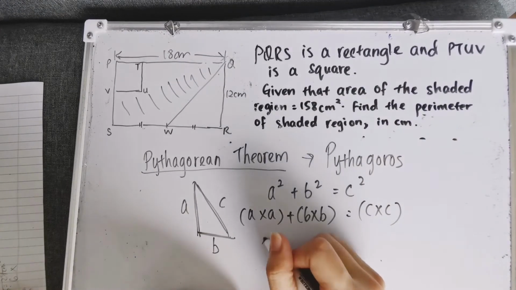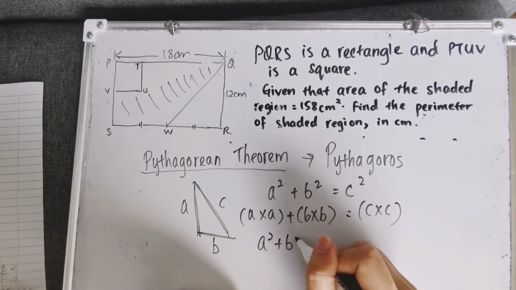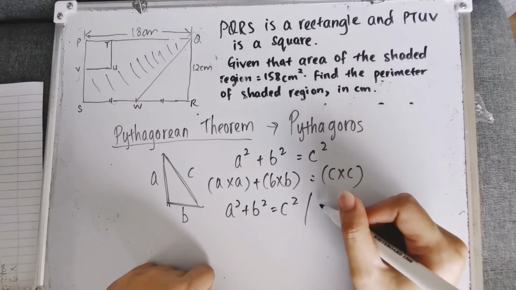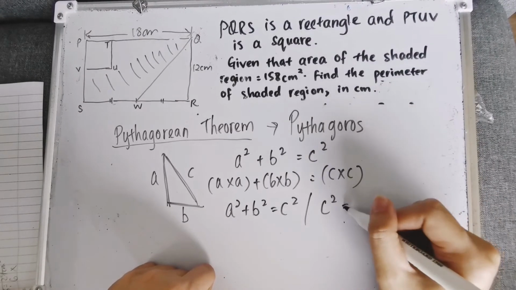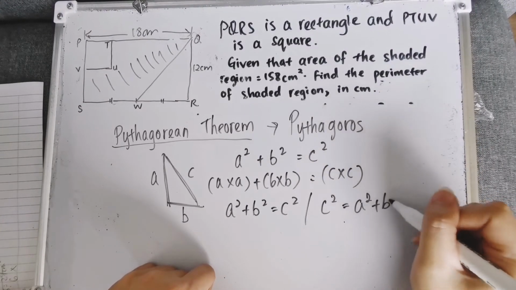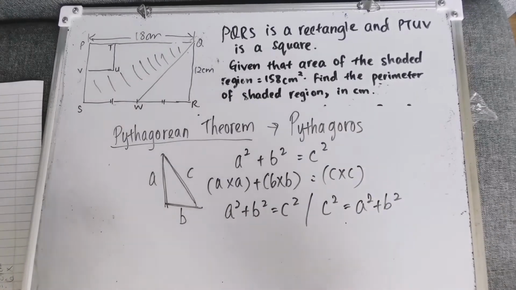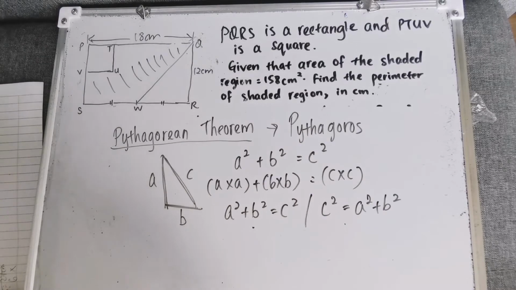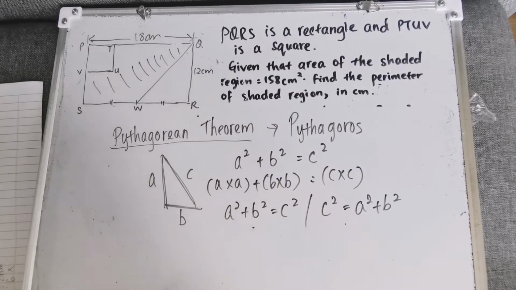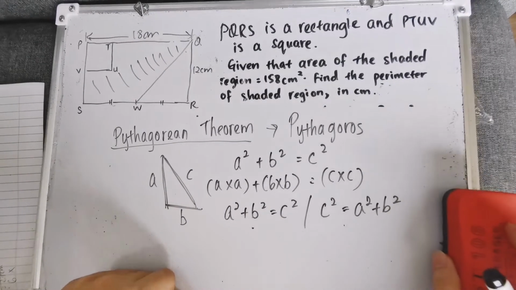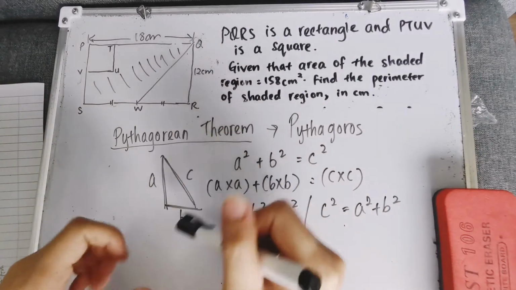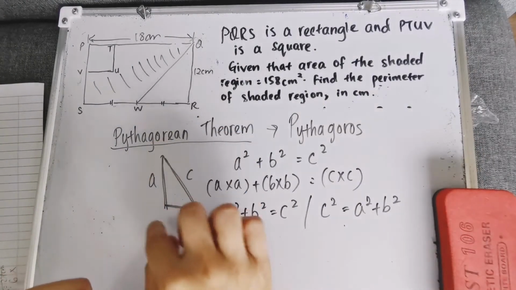So some students remember a squared plus b squared equals c squared. Some students remember c squared equals a squared plus b squared. Both are the same. You can remember this or this, it's up to you, they are the same. Okay, so why do we have to remember this formula? So we can find the sides of the triangle.